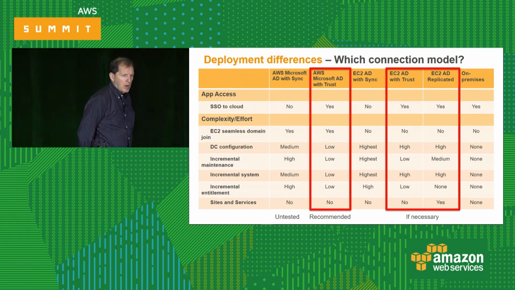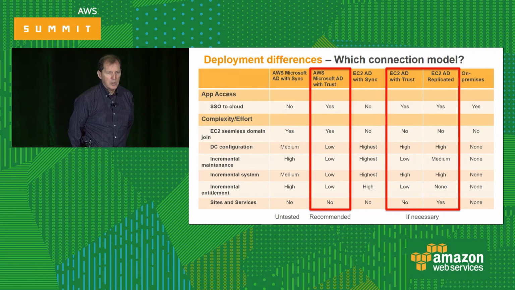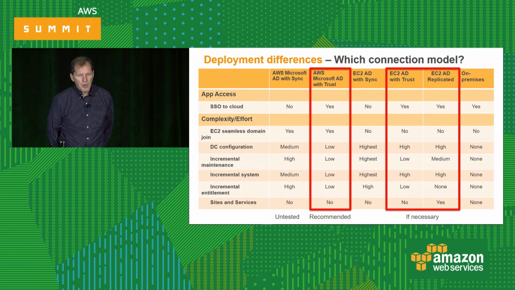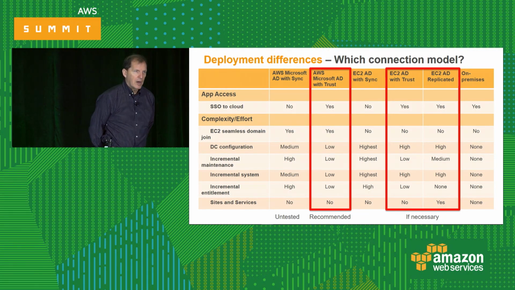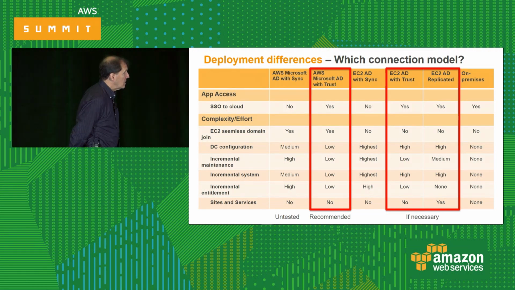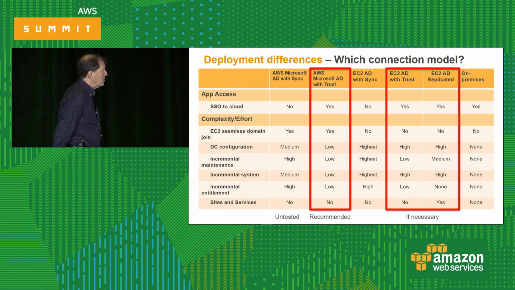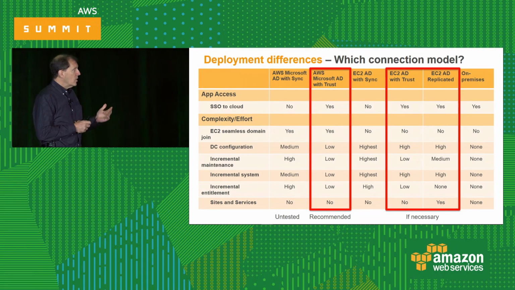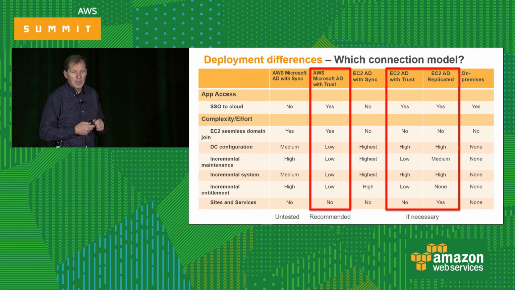If you are looking at your domain controller configuration, the one that has probably the highest complexity is if you're using Active Directory on EC2 with synchronization, that's going to be a lot of effort. There's a lot of work to do there. The lowest is going to be the Microsoft AD. Incremental maintenance, it's very low to do maintenance on the managed product. We take care of that for you.